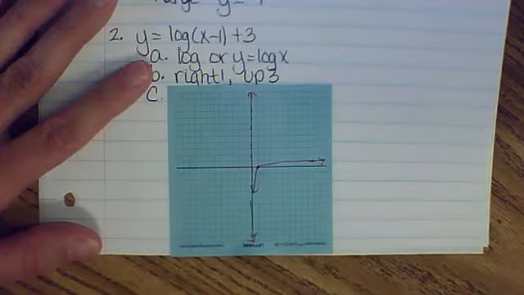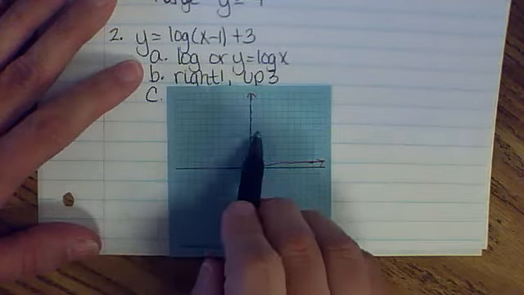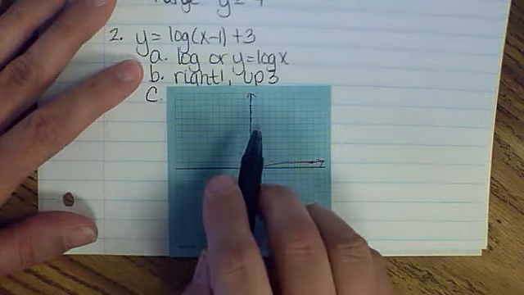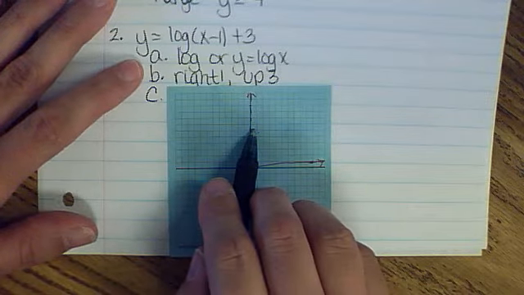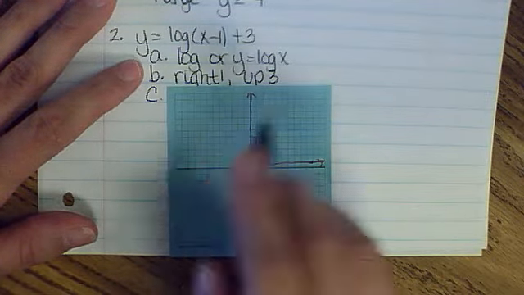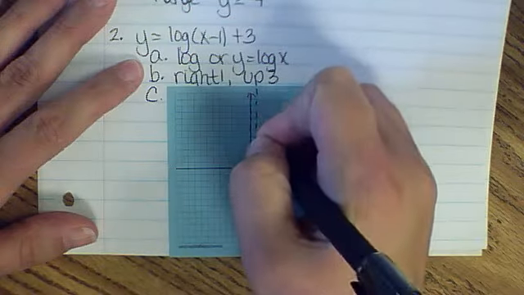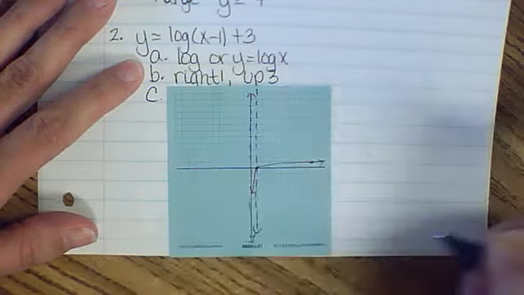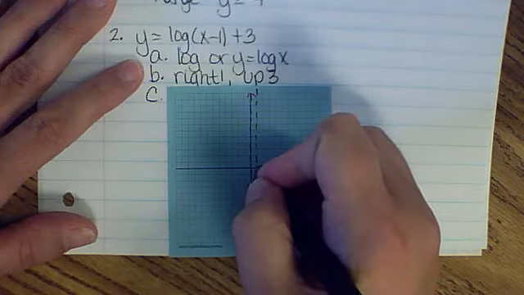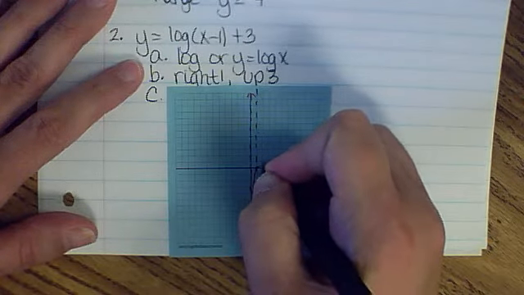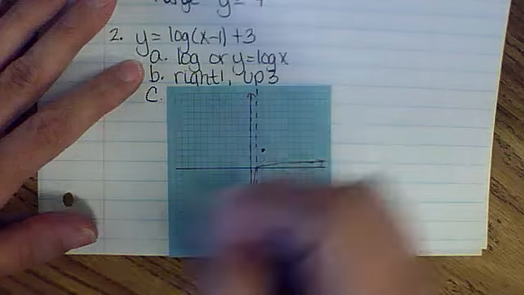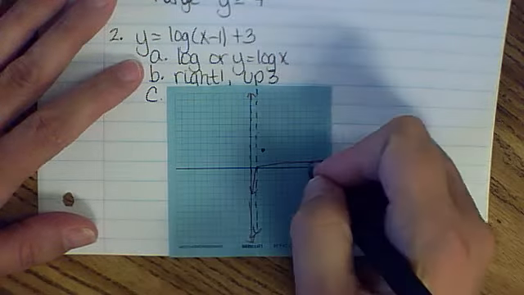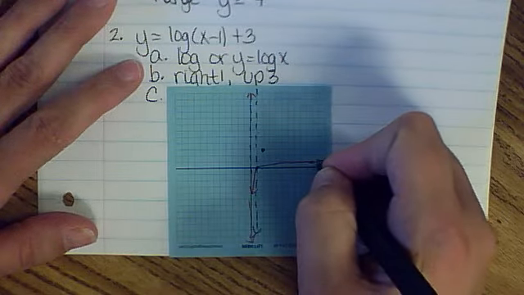And now I'm going to use my black pen and do these movements. I'm going to move to the right 1 and up 3. If I move to the right, so does my asymptote. So my new asymptote moves to the right and ends up right there. Then I take this point, move to the right 1, and up 3. This point needs to go right 1 and up 3.